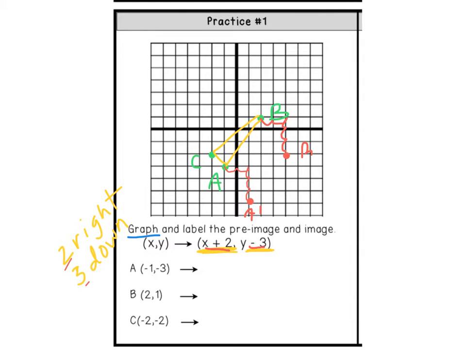It's really important that you put the little prime by it, the little 1 by it. That helps us distinguish between the pre-image and the new image. Okay, and then C, same rule, 2 to the right, and then 3 down, and that's going to be our C prime. So we're going to be right there. And then we'll mark that C prime.